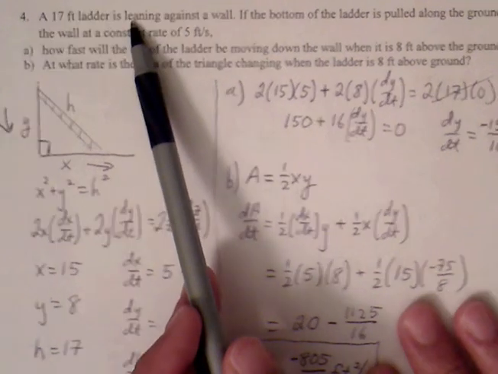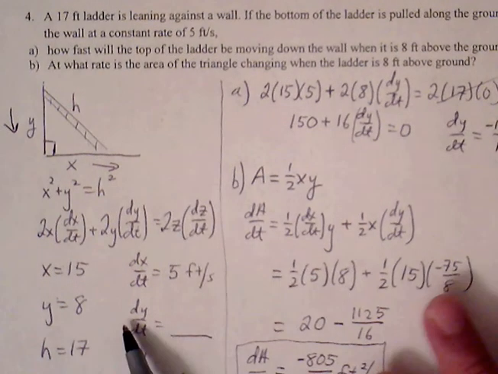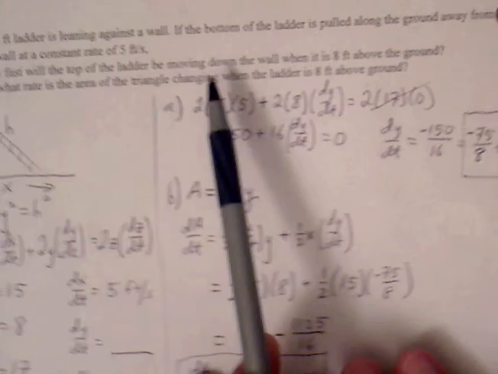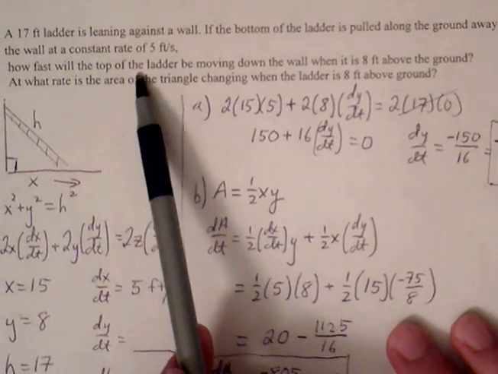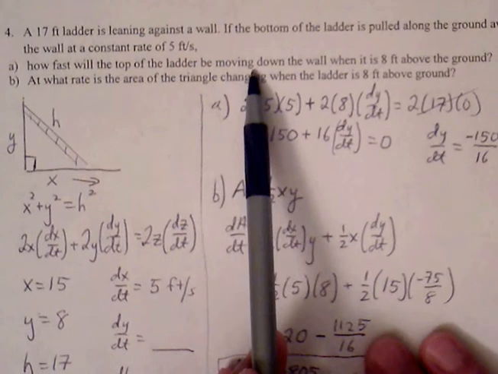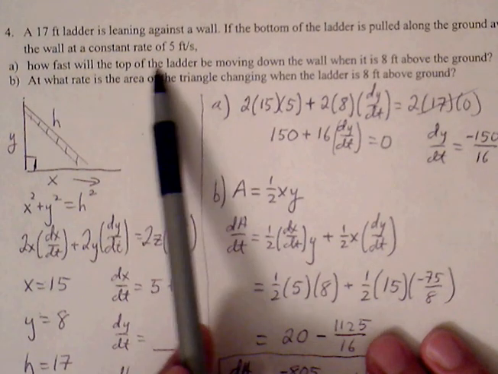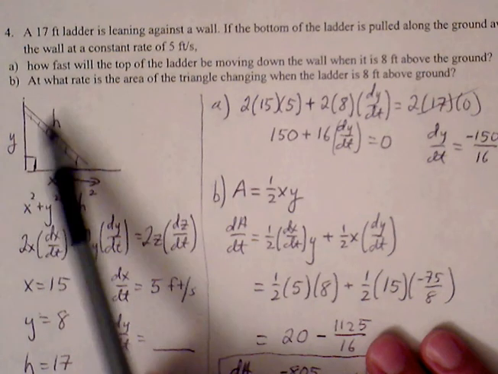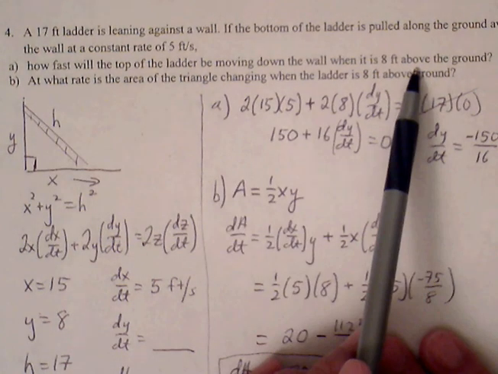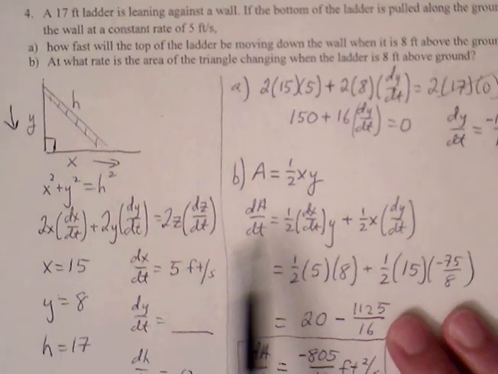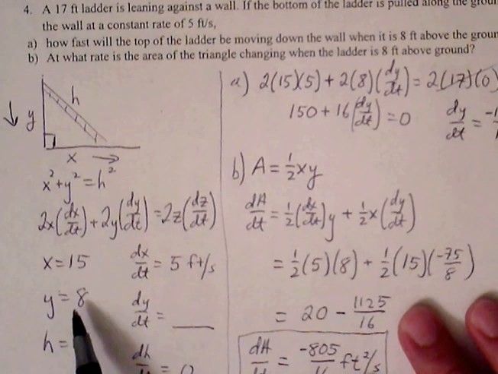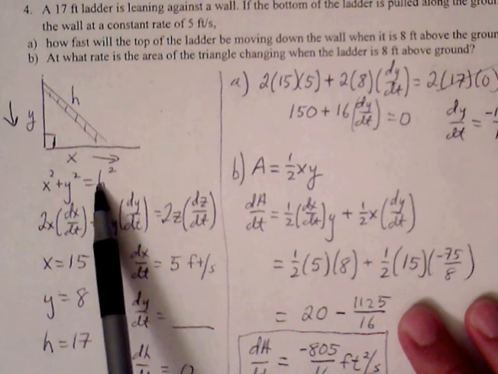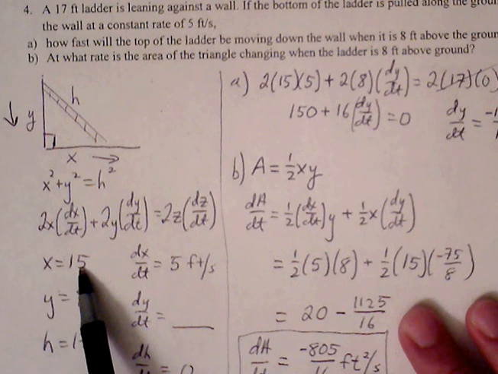So 17-foot ladder, that's the hypotenuse. The bottom of the ladder is being pulled away from the ground. How fast will the top of the ladder be moving down the wall? So we're looking for dy/dt, because y represents the top of the ladder. How fast it's falling, that's dy/dt. When it is 8 feet above ground, so when y is equal to 8. So h is 17, y is equal to 8. We can use the Pythagorean Theorem to find the x value, which is 15.